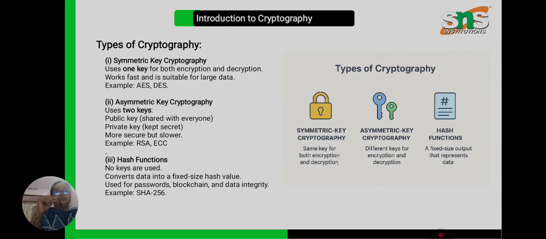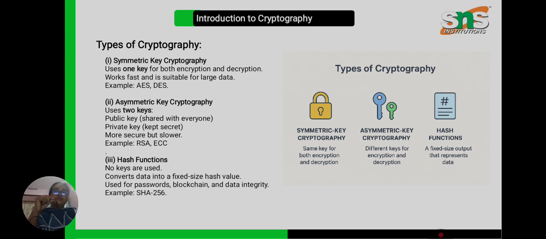Next we are going to see the types of cryptography. There are three main types: symmetric key cryptography, asymmetric key cryptography and hash functions. Symmetric key cryptography uses only one key for both operations, encryption and decryption. The main and well-known examples of symmetric key cryptography are the AES and DES algorithms, that is, Data Encryption Standard and Advanced Encryption Standard.